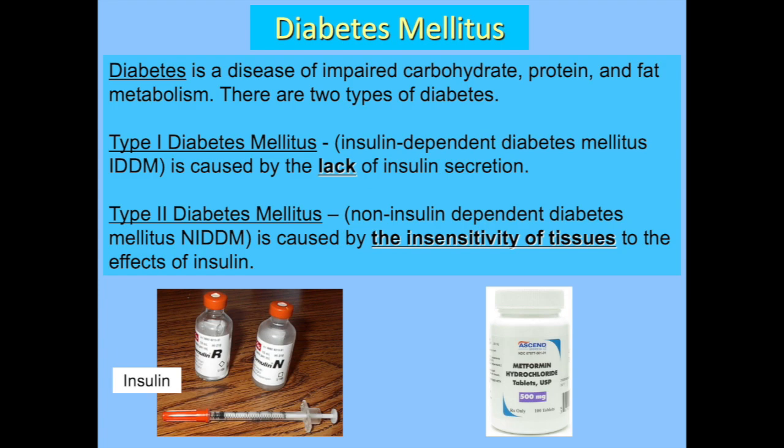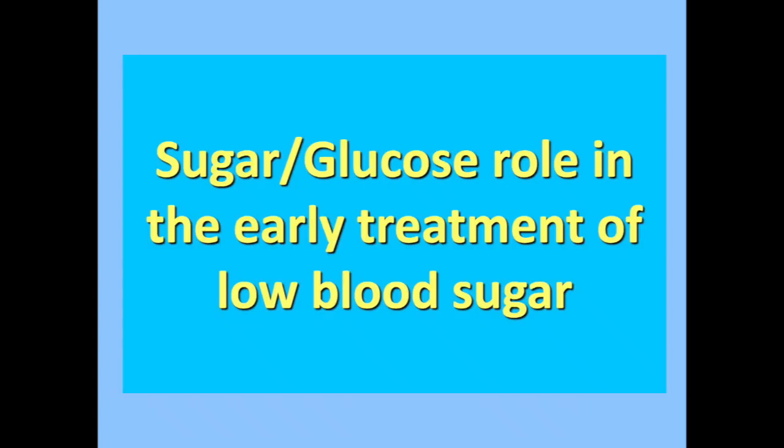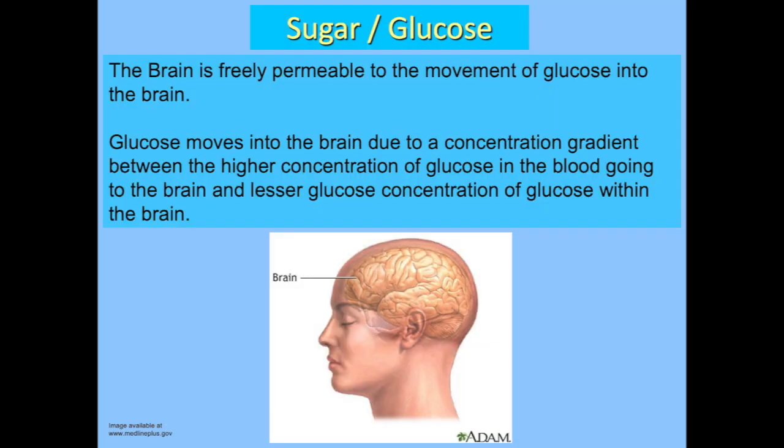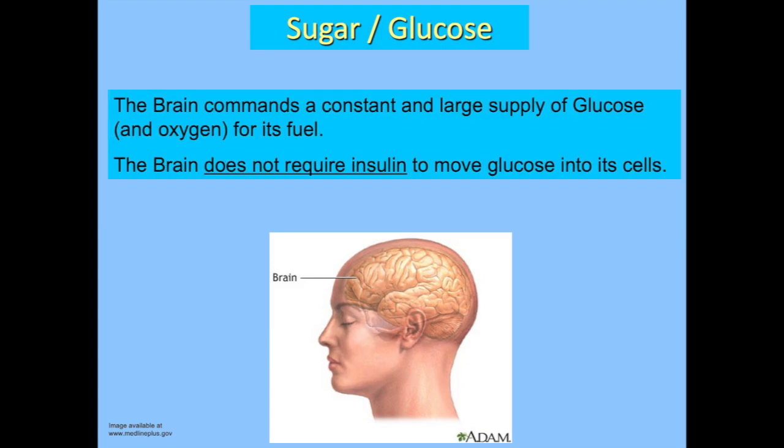So we've got insulin that can be given artificially, and then we've got oral hypoglycemics. And Ozempic and Wegovy are also new drugs that are given along this way. In cases of hypoglycemia, we're going to want to give sugar, glucose, in the treatment of low blood sugar. So the brain is permeable to the movement of glucose. It will cross the blood-brain barrier and then go to the cells of the brain that are going to command a high blood supply and a lot of glucose for fuel. It doesn't require any insulin to bring glucose into the brain cells.